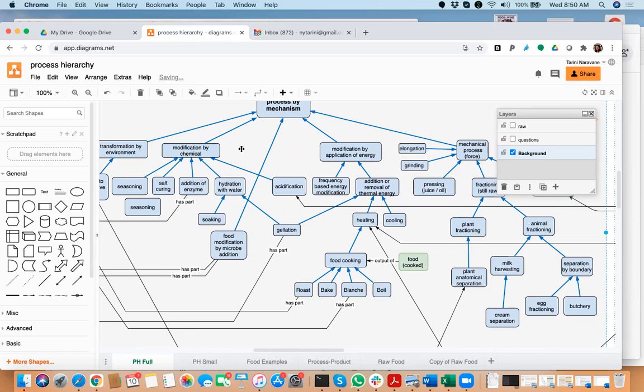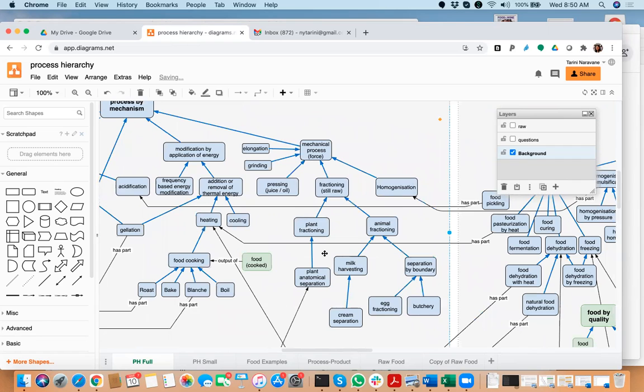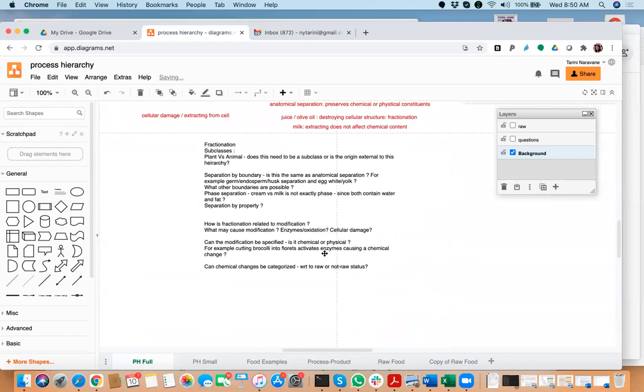Okay, so then separation by size, that's a class still for mechanical process. Okay. Then, what do you think are the different physical or chemical changes that might occur as a result of this separation? Chemical changes could be enzyme activation or oxidation. Physical could be cellular damage.